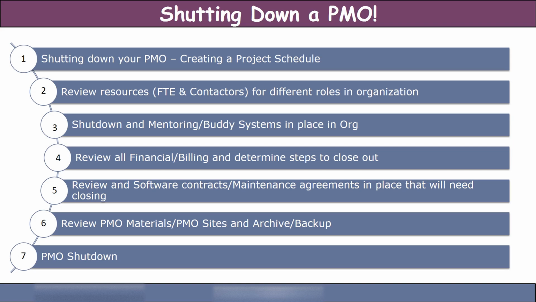And number 6 is shutting down and really reviewing the PMO materials, shutting down the sites, archiving the sites, backing up the sites, and then finally number 7, your PMO shut down. That's the final step where the PMO is no longer an organization and you're done. The work is done. So these are the 7 steps in shutting down a PMO. Let's jump into each of those steps in much more detail and walk you through that process.